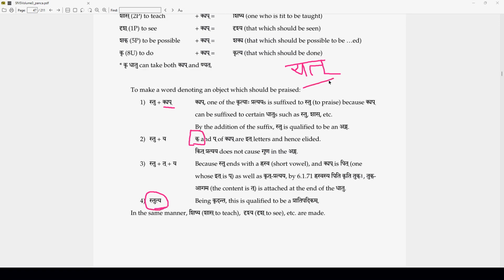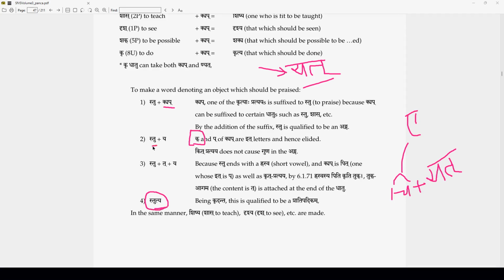What is the purpose of adding Ka? Why not just say Yat also, just like Achoyat? Here also we could have added Yat, and then Stu plus Yat, and Stutya somehow would come at the final step. But if Yat is added, what happened previously? Remember when we do Chi plus Yat? We get this Guna letter. Guna. Chi: E changes to A.